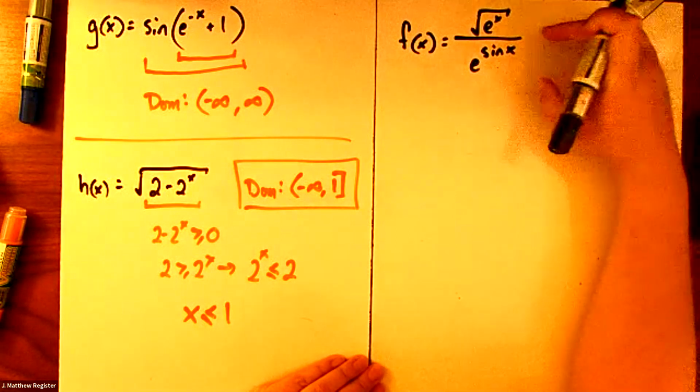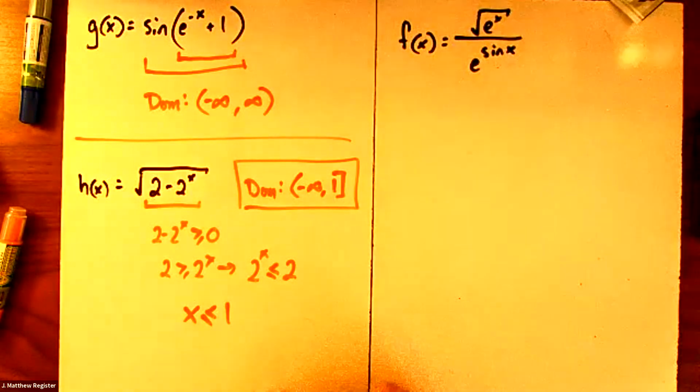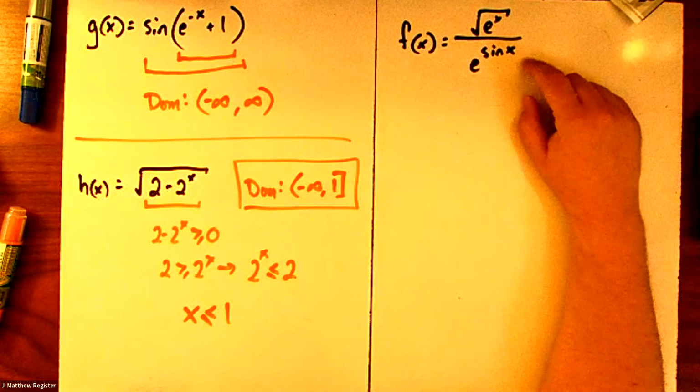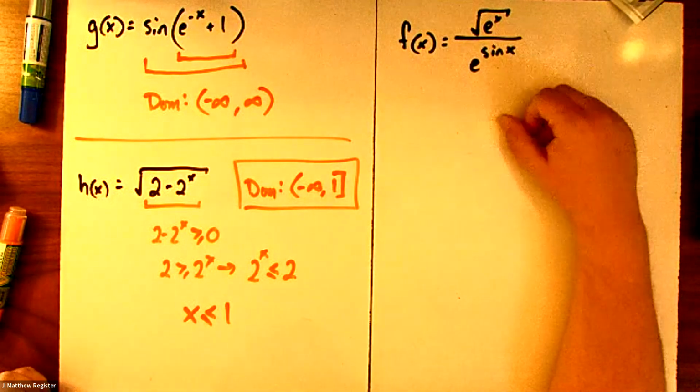And so what is the domain of this function going to be? As with all of these, feel free to pause and answer the question before we go into it. But for this one, again, we're going to ask the question, when do things go wrong?